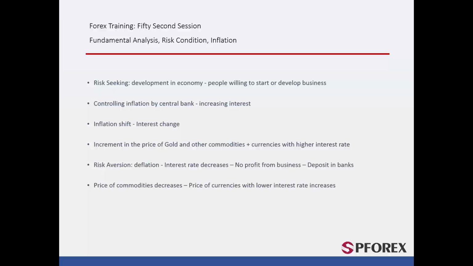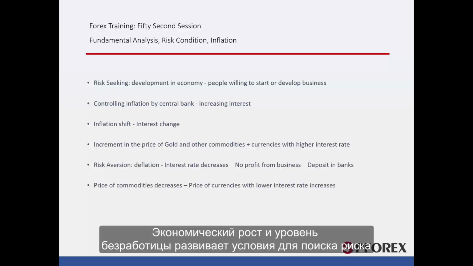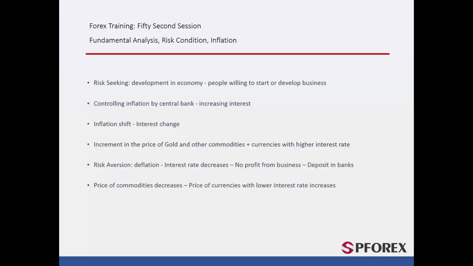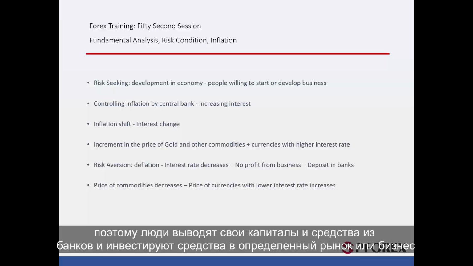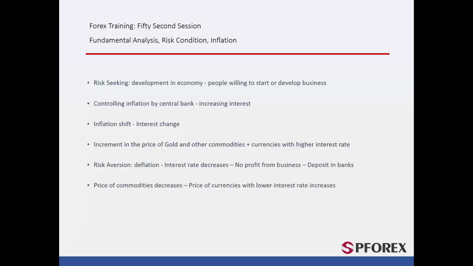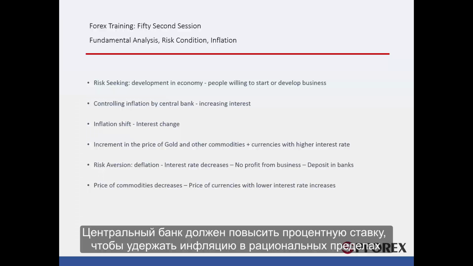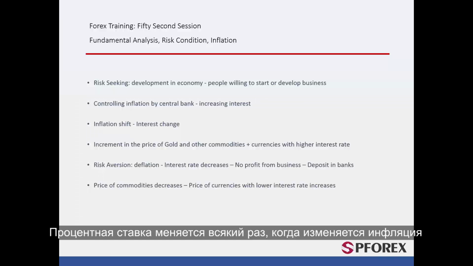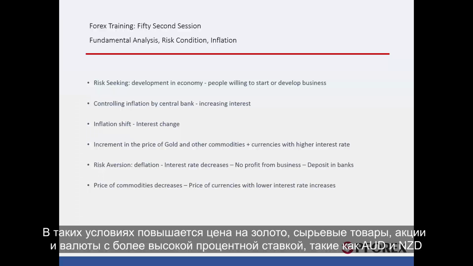Risk-seeking. Economic growth and unemployment rate develop risk-seeking condition. Thus, people will withdraw their capital and funds from banks to invest in a certain market or business. The central bank should raise the interest to keep inflation in a rational amount. The rate of interest changes whenever inflation varies. In this condition, there is an increment in price of gold, commodities, stocks, and currencies with higher interest, such as Australian dollars or New Zealand dollars.